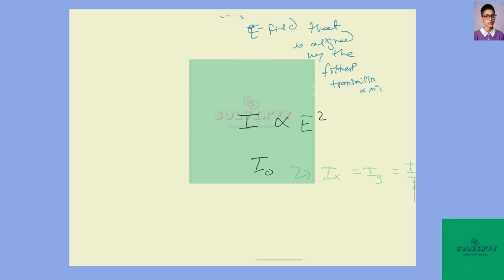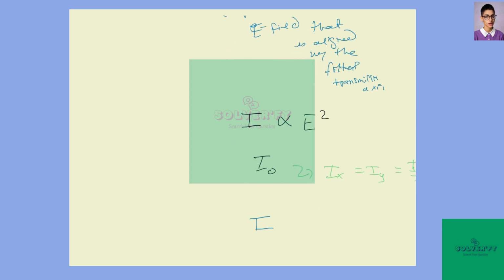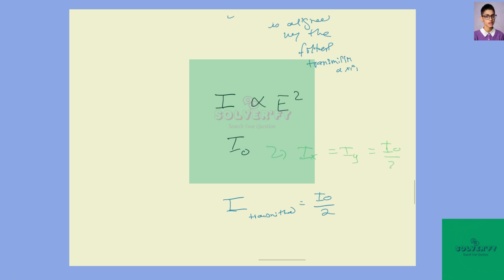So, the amount that would be transmitted, I transmitted, will only be I sub 0 over 2. In other words, the component of the electric field must be aligned with the axis to go through, and you'll only get half of that intensity.